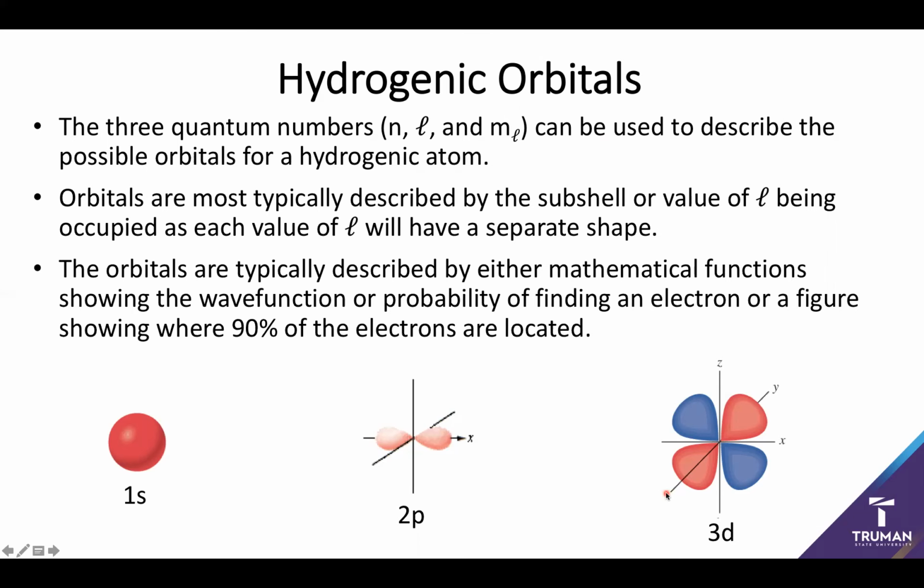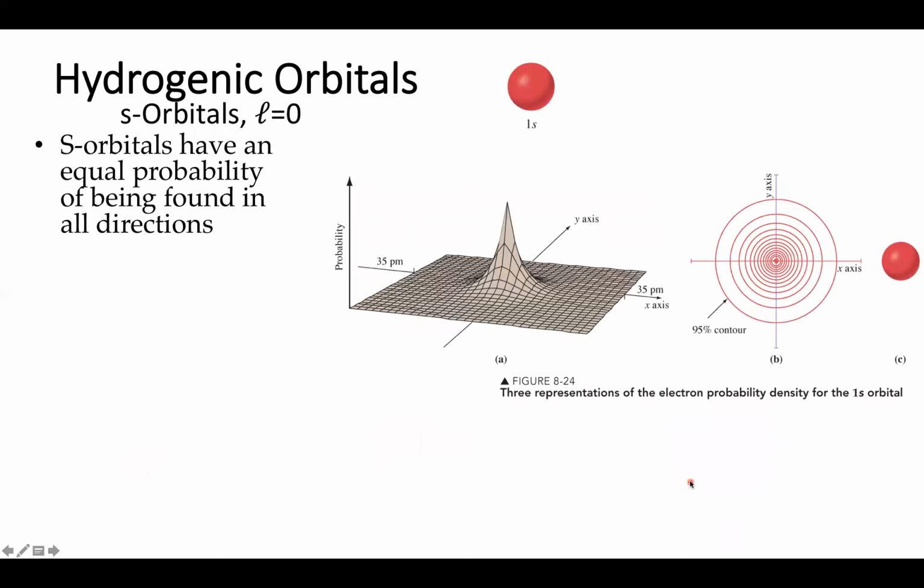One of the things worth noting is that when I describe orbitals today, I'm either going to show them as a mathematical function, denoting either the wave function or the probability, or if I show a pictorial map, what this figure is showing is where 90% of the electrons are located. So in this case, 90% of the electrons are located in this sphere for the 1s electron, or along this dumbbell shape for a p orbital, or for a d orbital, they're located along this kind of ballooned-out X shape. So let's start by talking about the simplest of our orbitals.